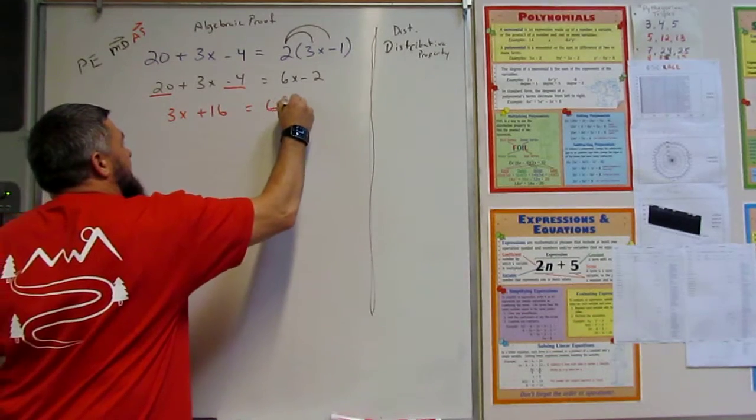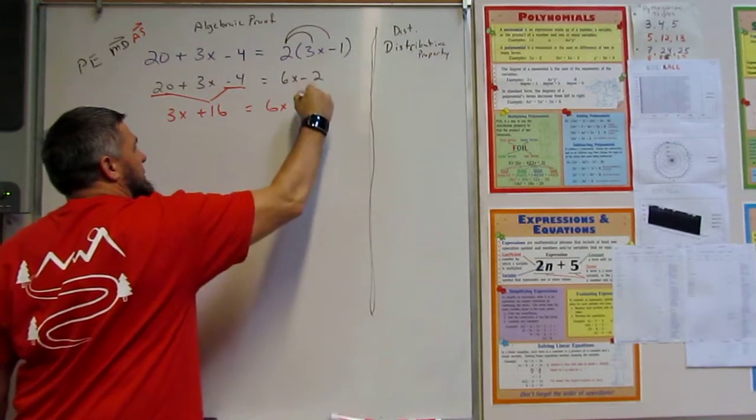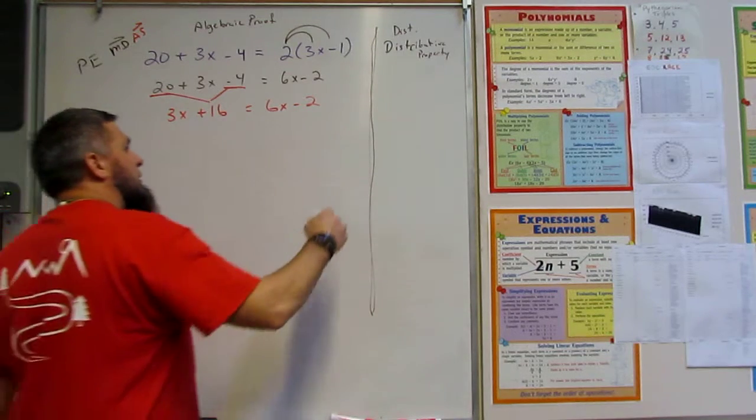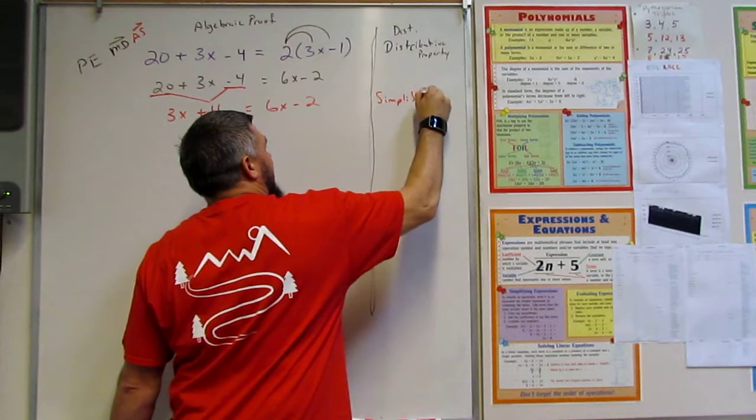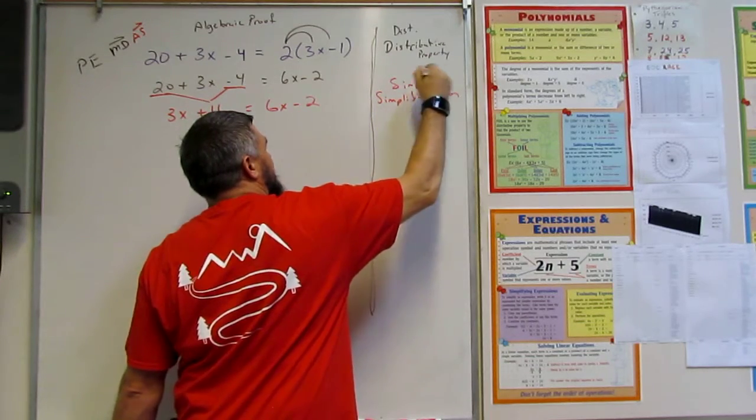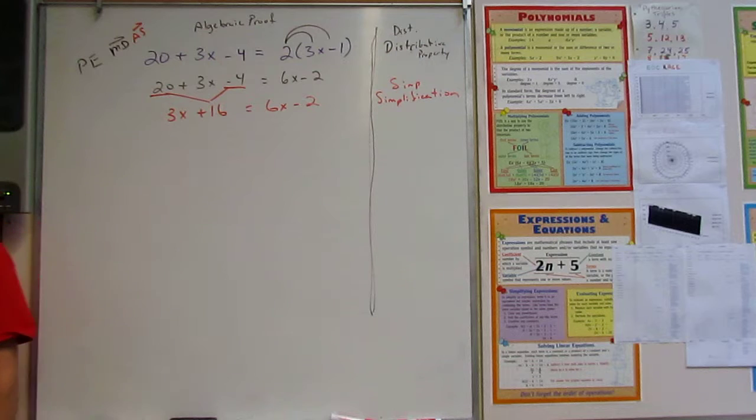So what is that called when I do it just to one side? Just to one side. What do we call that? It's simplification, or just simplify. Okay? You're just simplifying. That's it. Okay? Change your color.